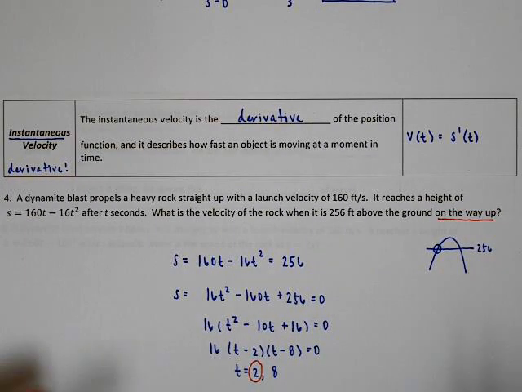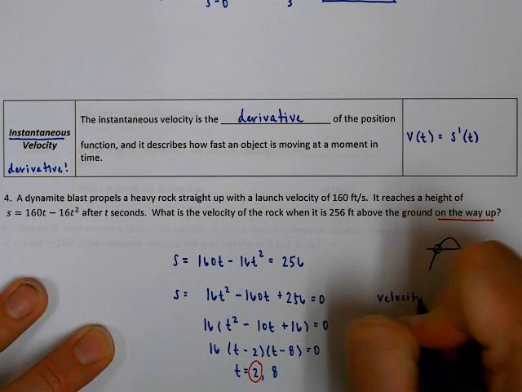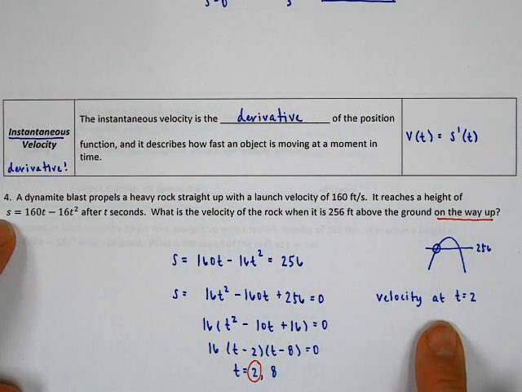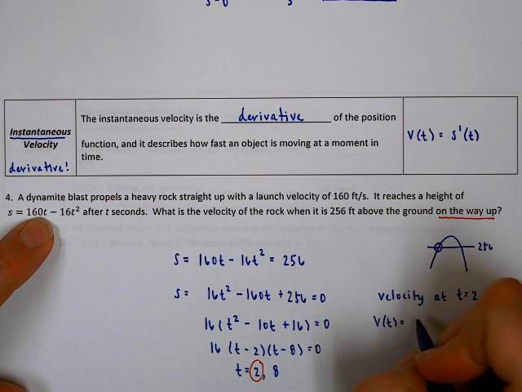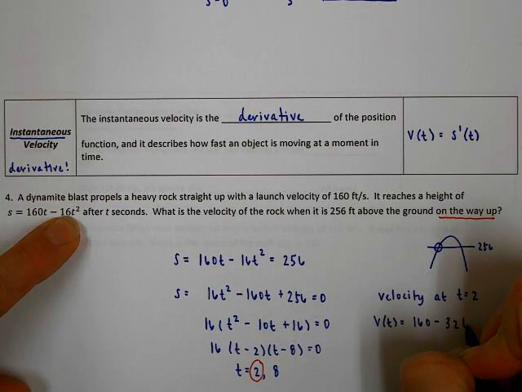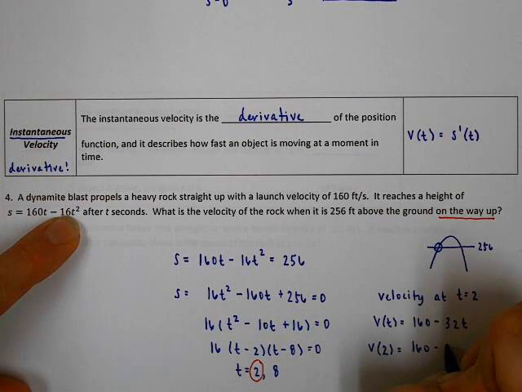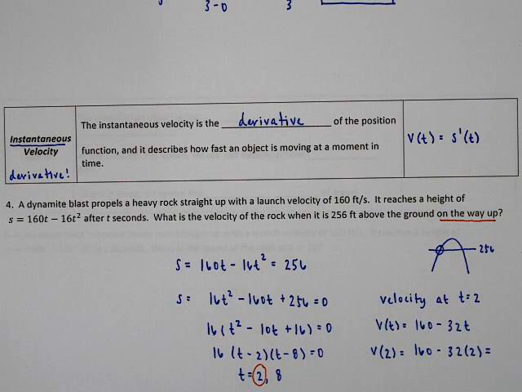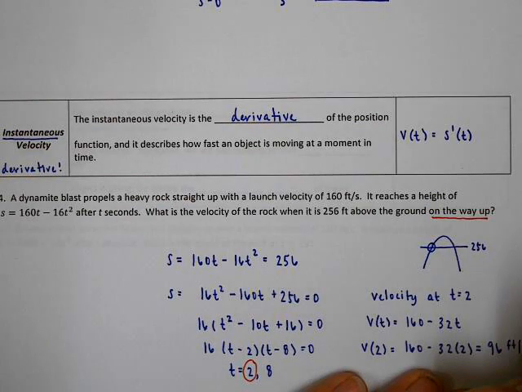So now what I really want is the velocity at time t equals 2. Well, we said velocity is the derivative of position, so my velocity function is going to be 160 minus 32t. So then velocity at time 2 is 160 minus 32 times 2, which is going to give us a velocity of 96 feet per second.